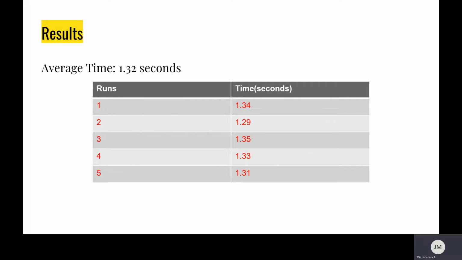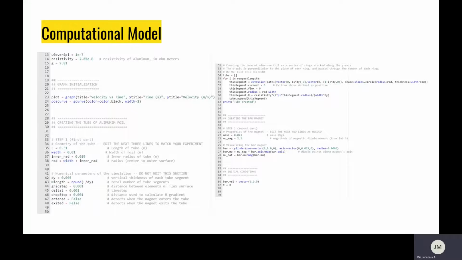My average time for the video was 1.32 seconds with a total of 5 runs. Now onto the computational model. We started off with the physical constants and then the geometry of the tube. We calculated the magnetic field of the bar magnet next. Lastly, with the defined function, we calculated the dΦ/dt, the flux derivative, through each ring due to the falling magnet.